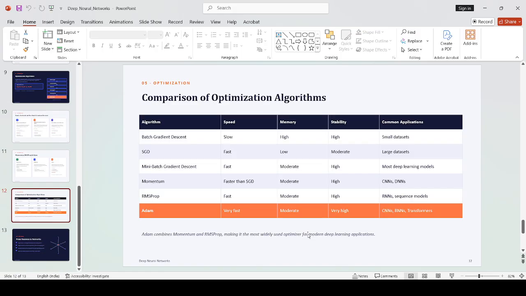This slide compares the major optimization algorithms. Batch gradient descent is slow and memory intensive but provides stable convergence, making it suitable for small datasets. Stochastic gradient descent is much faster and requires less memory, making it useful for large datasets. Mini batch gradient descent combines speed with stability and is the standard choice for most deep learning models.